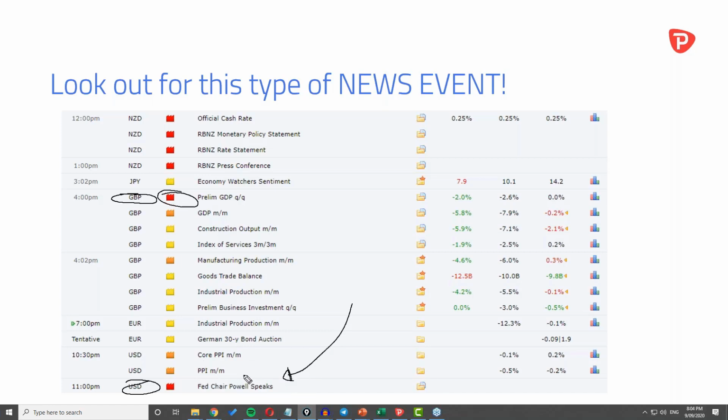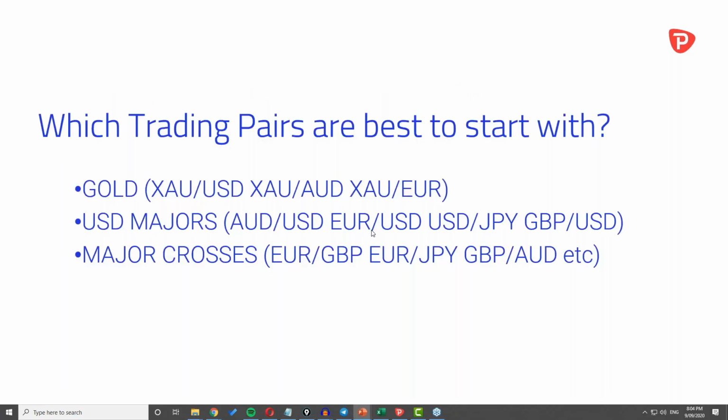Basically when he comes out and speaks at the moment, because of the fiscal policy around the world, this is moving the markets incredibly. So we need to be very well aware of the news events and what's moving the markets.